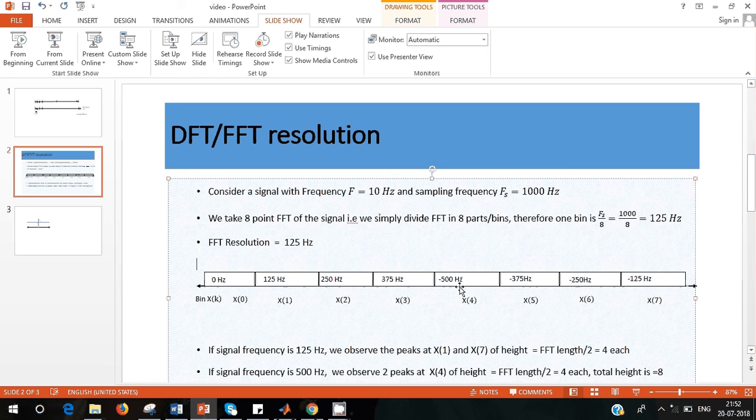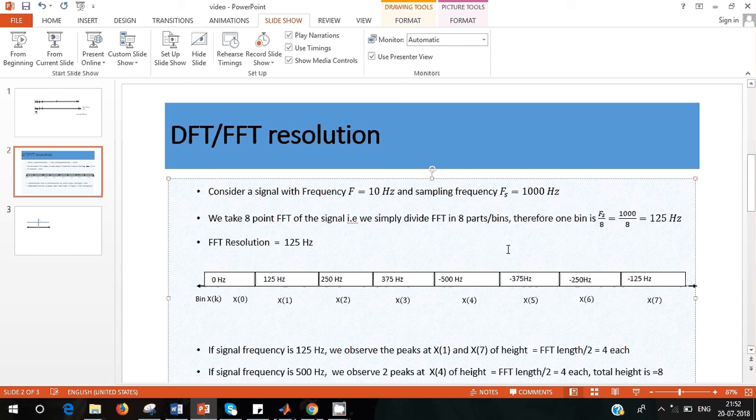So you are getting the 8 values after 8 point FFT. What this first value means, it is the DC content in the signal, or the signal which is having 0 hertz. This tells 125 hertz, another tells minus 125 hertz, this tells 250 hertz, this tells minus 250 hertz, and so on.